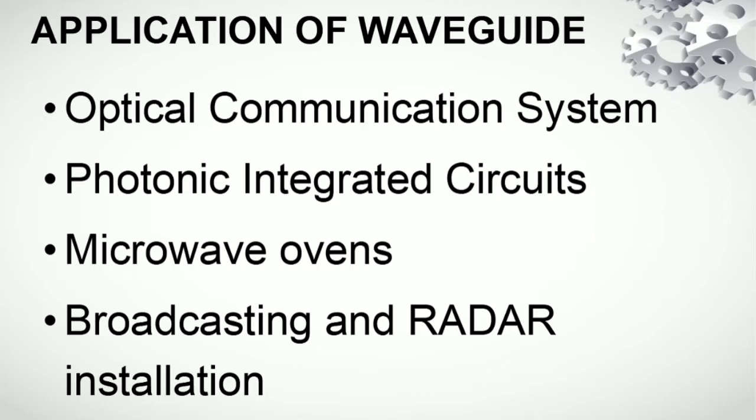The second one is the photonic integrated circuit. It is used also in microwave ovens. And last, it is also used in broadcasting and radar installation.